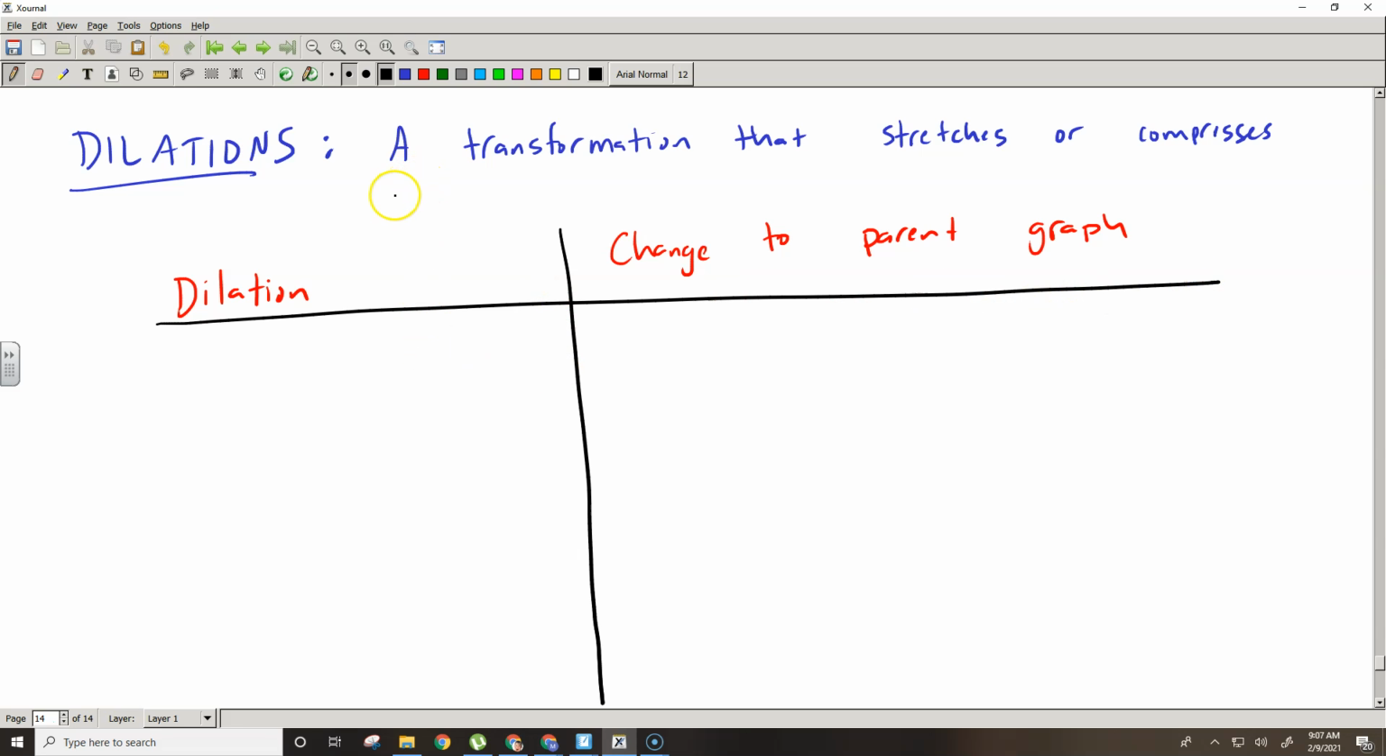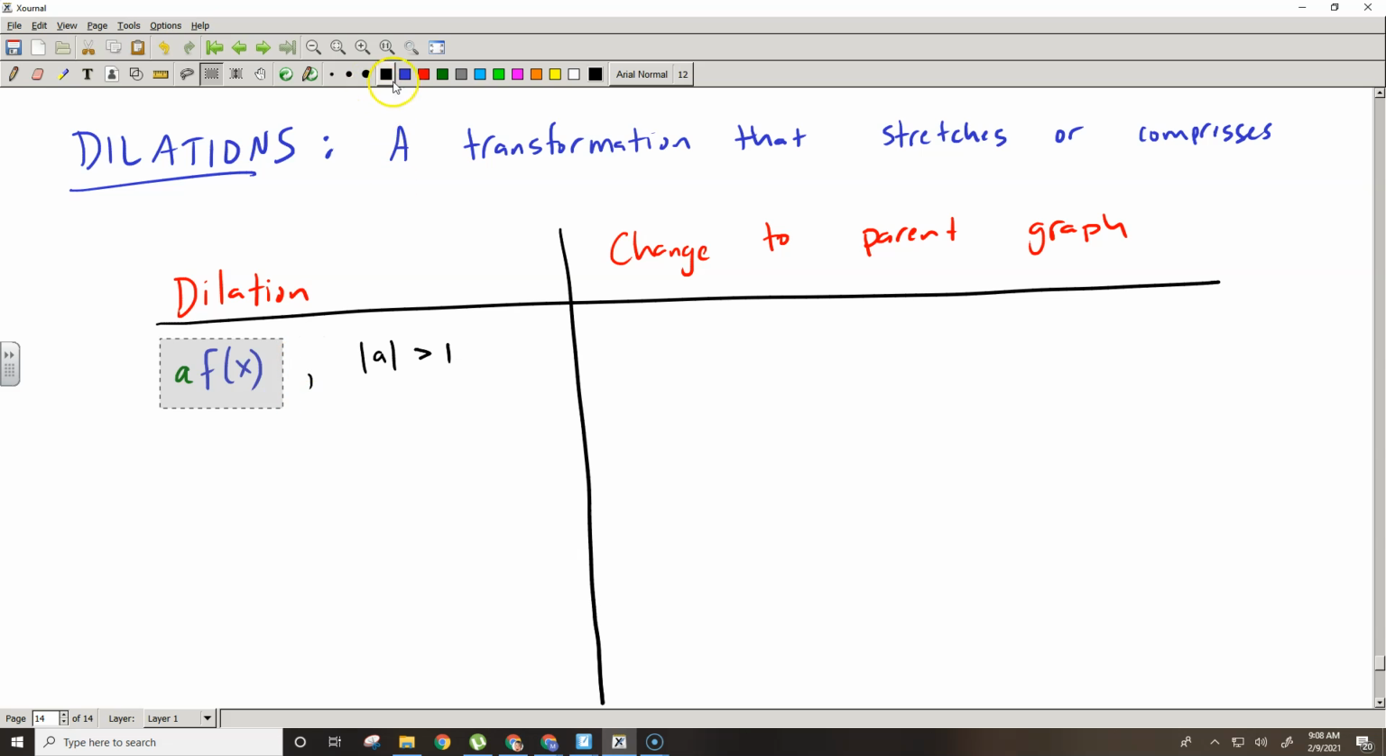Okay, so dilation. I just want you to write these down for now, and then we're going to talk about them and we'll see them in examples. But if we have, let's say, f of x, and we simply multiply the function by a value, let's say an a value, so a times f of x. And we're going to assume here that the absolute value of a is greater than 1. Okay, so this is the rule.